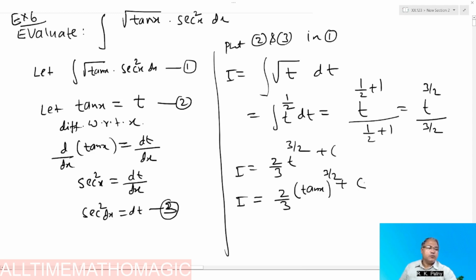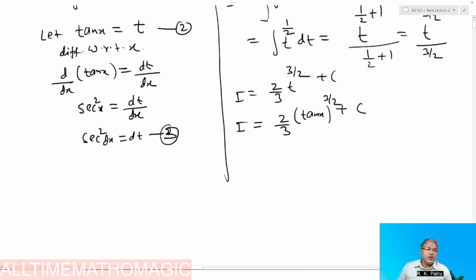Of course, plus c is there. Therefore what is the final answer? The final answer is I equals 2 upon 3 tan x raised to 3 by 2 plus c. This is the required answer.